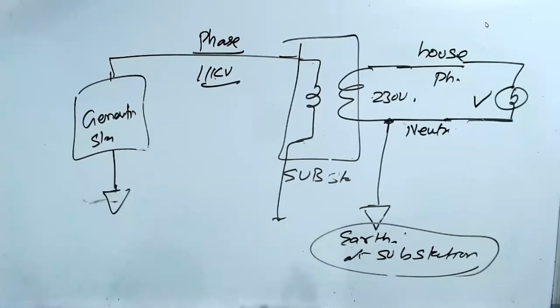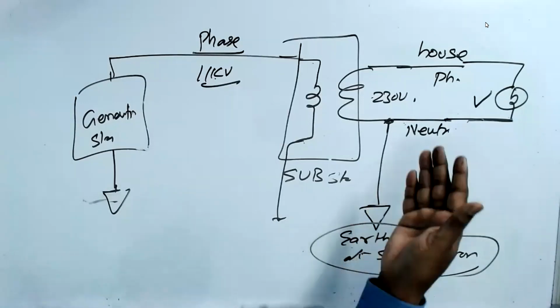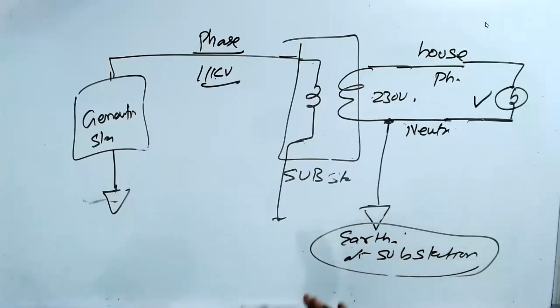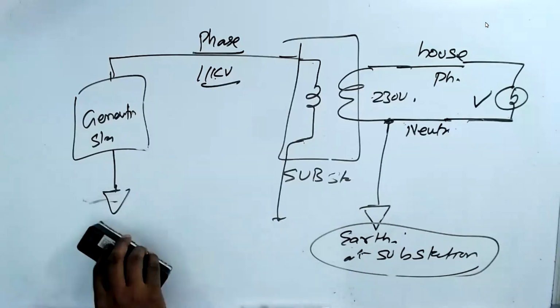So is it clear now? What is neutral? Neutral is nothing but an earth, but connected at the substation. That's clear. That's the reason.